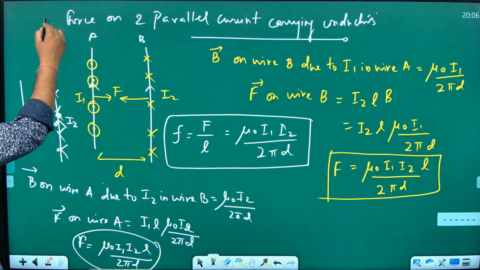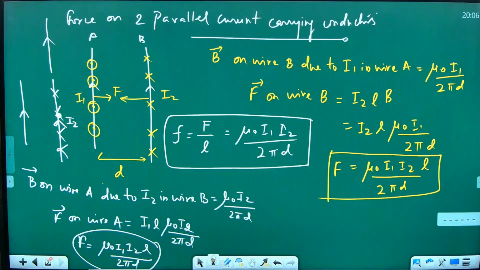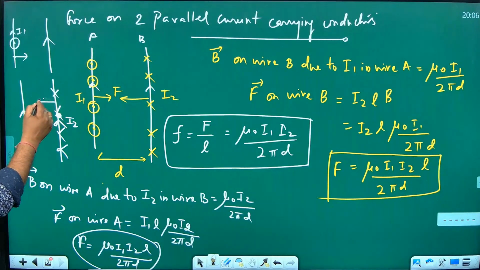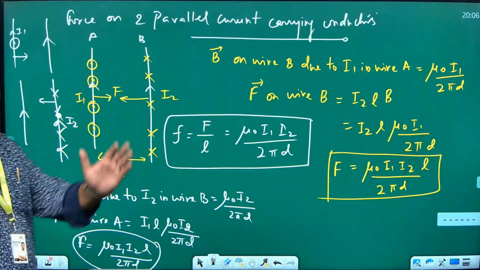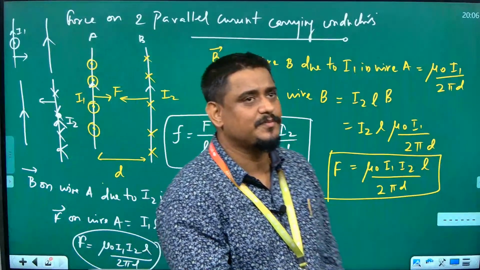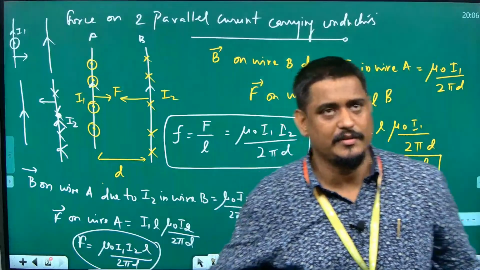Once again, in wire B, I have some current I2. By this current, we find the magnetic field here. And in this magnetic field, we are keeping a current carrying conductor which has current I1, and we are trying to find the force acting on it. That comes in this direction. So these two forces are trying to attract each other. Okay, Devadarshan? Yes, sir. Okay, fine.